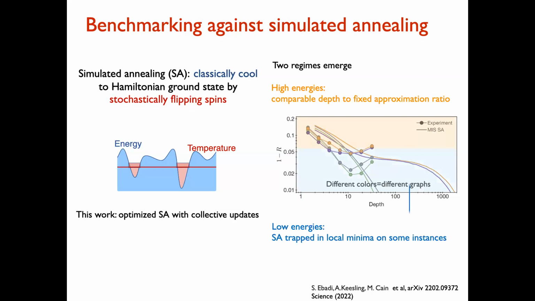But then there is a regime where you enter high approximation ratio, a low energy regime, where some interesting things start to happen. In particular, in some cases, simulated annealing literally gets stuck and remains stuck for a long time, where in some of these cases the quantum machine basically solves the problem. So what is happening here? And why are some of these instances harder than others?